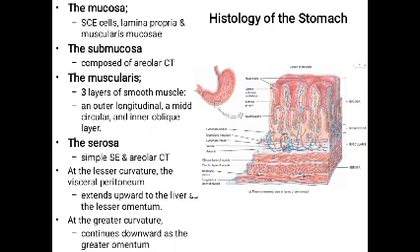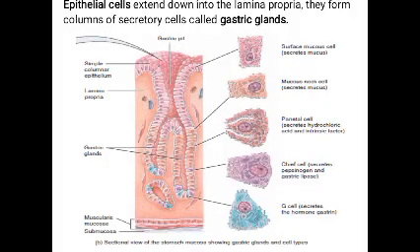Histology of the stomach. Epithelial cells extend down into the lamina propria. They form columns of secretory cells called gastric glands. This is the diagram.